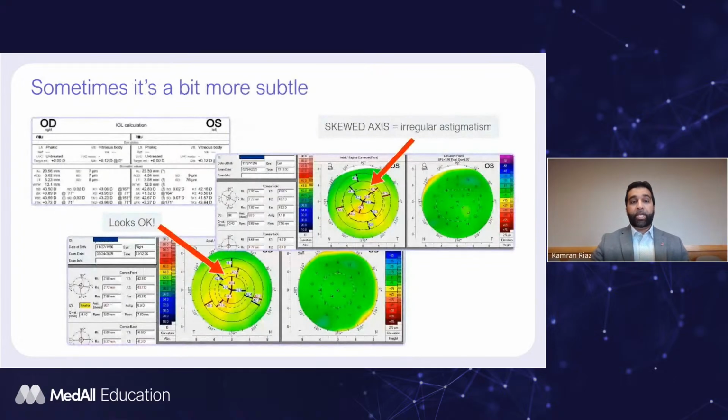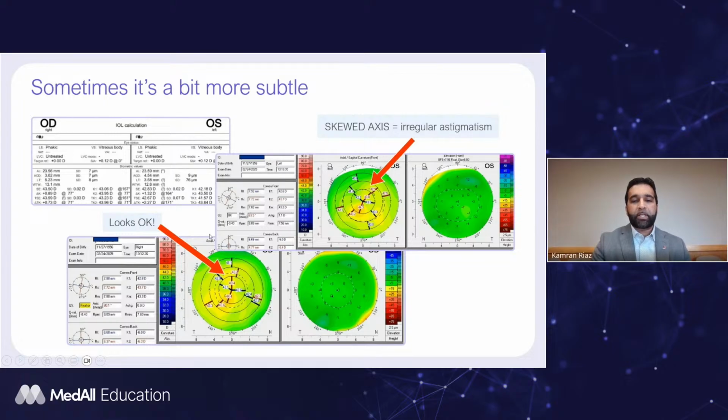Now, sometimes the changes can be a little bit more subtle. So here we have this patient on biometry, seems like they're a good candidate, very low amount of astigmatism in the right eye, fairly decent amount of astigmatism on the anterior side, but look at the TK value that seems to be much higher here, almost adding a full diopter of astigmatism.